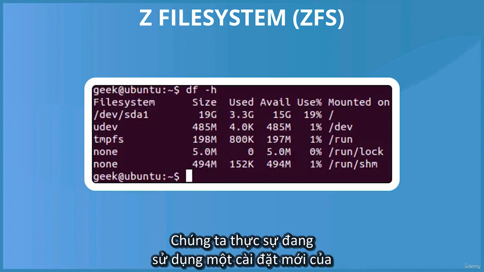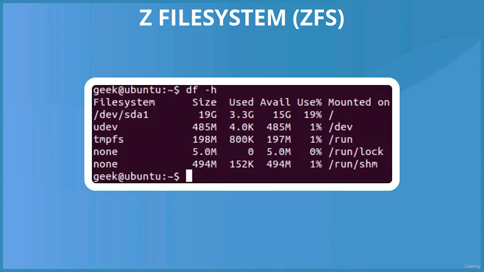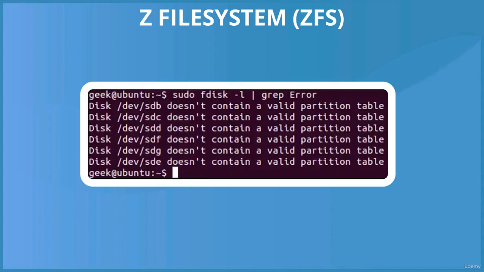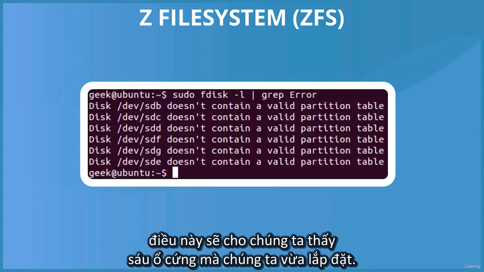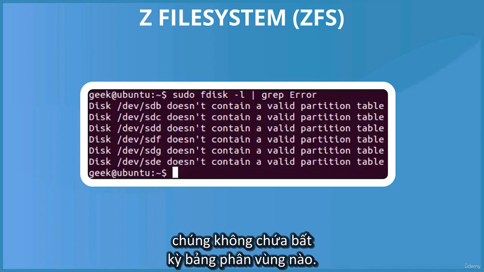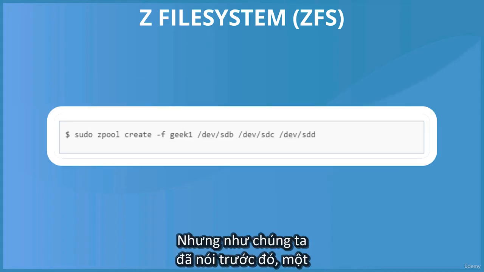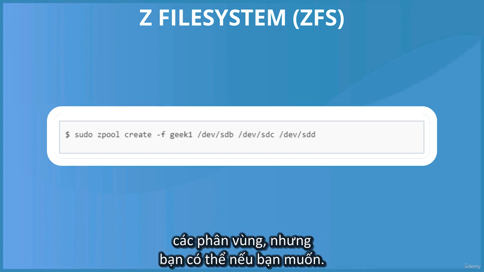We're actually using a fresh install of Ubuntu server right now, and we've only got one hard drive. So now let's say we put 6 more hard drives into our computer. I'll run $sudo fdisk -l | grep error. And this is going to show us the 6 hard drives that we just installed. They're currently unusable since they don't contain any kind of partition table, right? But like we were talking about before, one of the really nice things about ZFS is we actually don't need to bother with partitions, but you can if you want to.